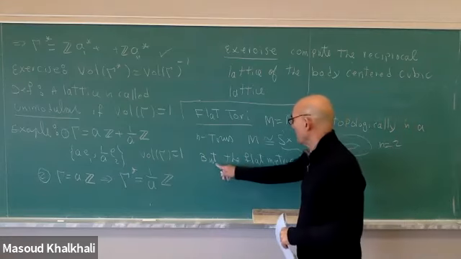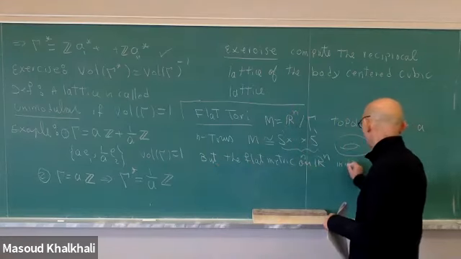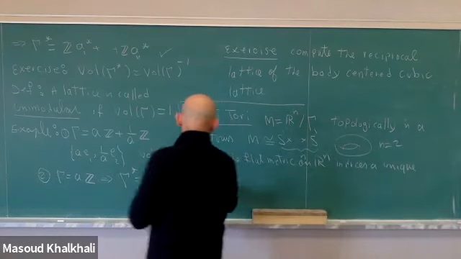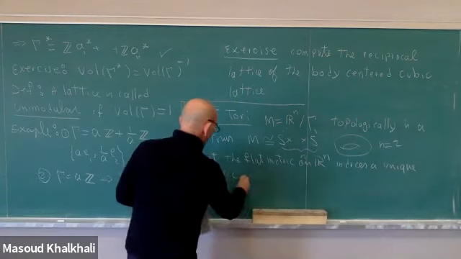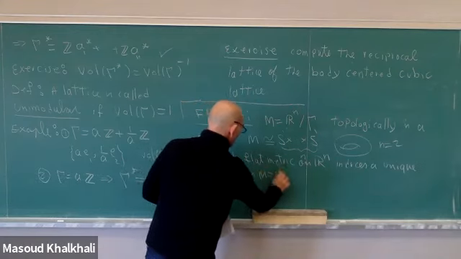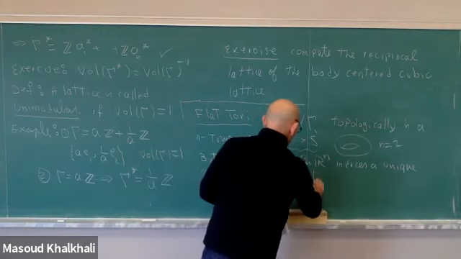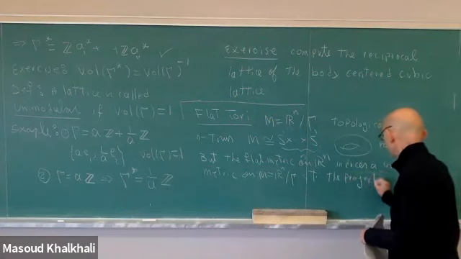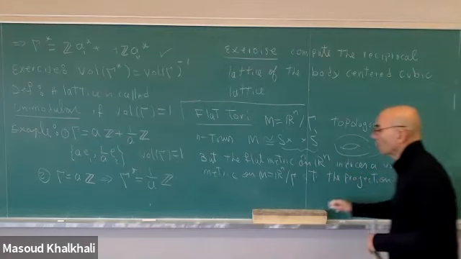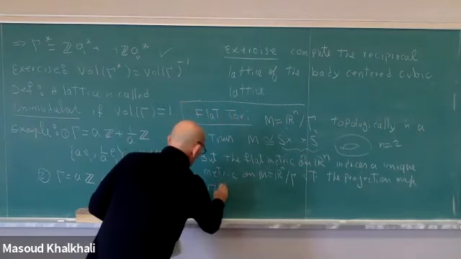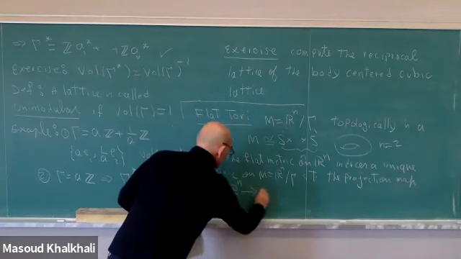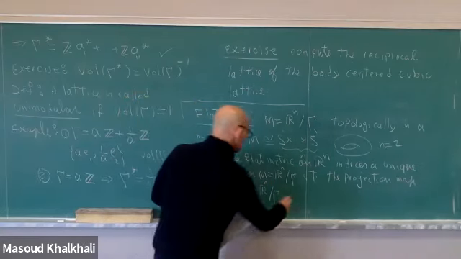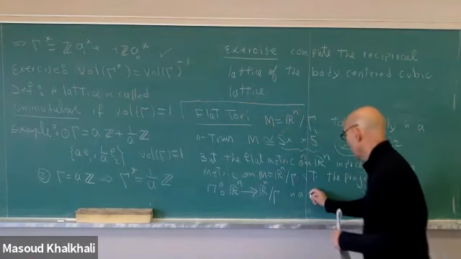Let me write it. The flat metric on R^n induces a unique metric on M, which is R^n over gamma, such that the projection map pi from R^n to R^n mod gamma is a Riemannian covering map.